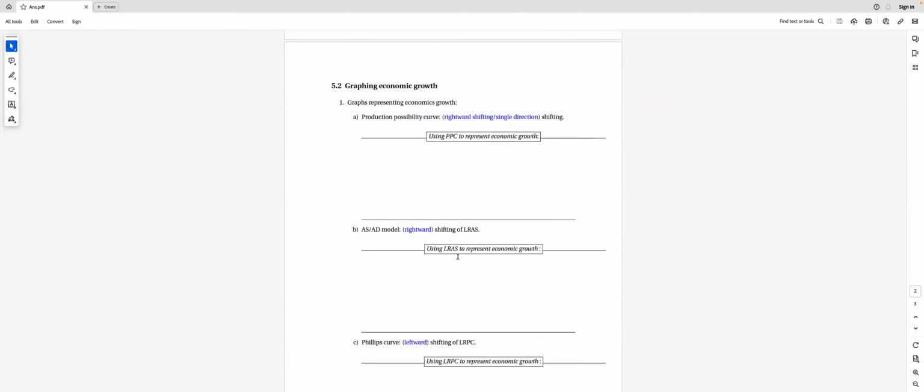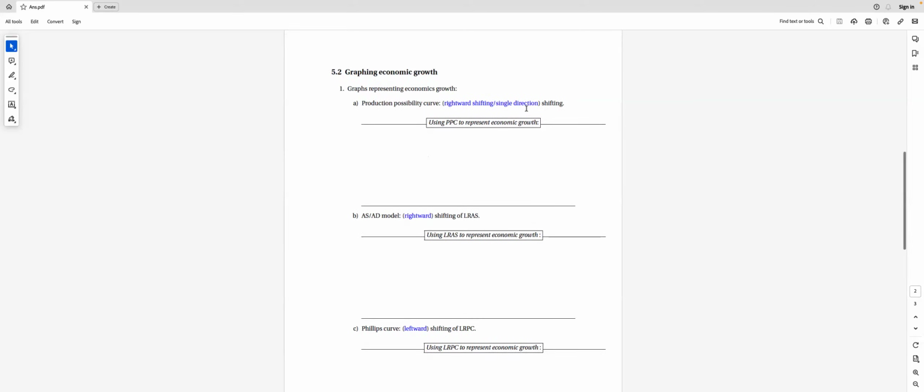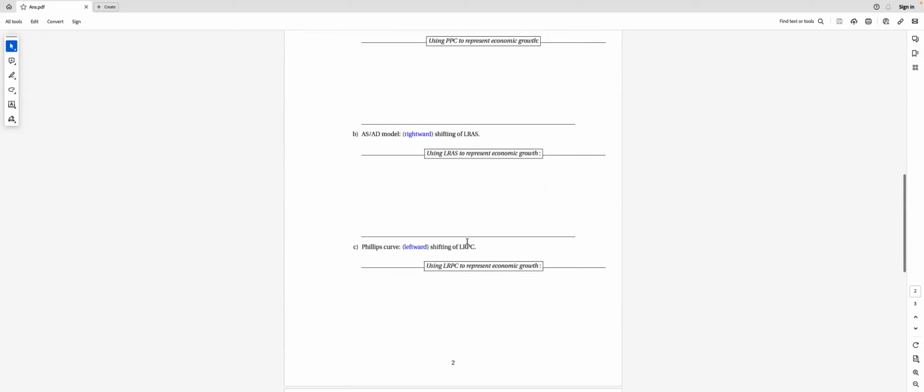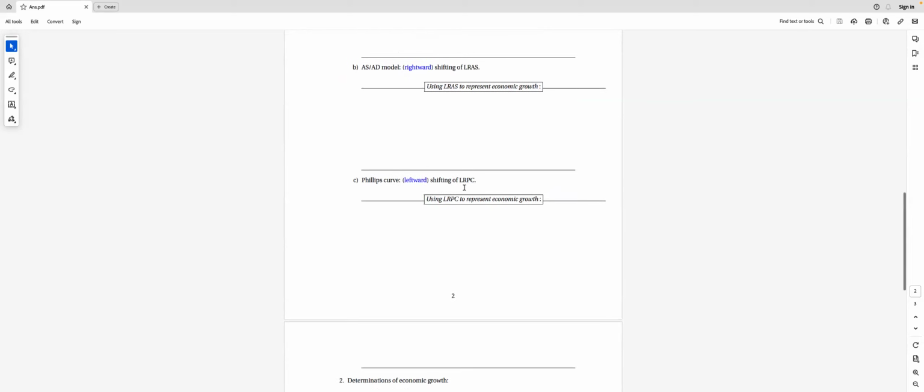But you need to be careful about those directions. If you do an outward shifting of the PPC, that means we can produce more. If you shift long run AS to the right, that means we can produce more. But be careful about the third one.